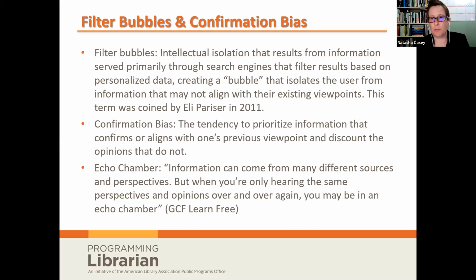Filter bubbles. So that's intellectual isolation that results from information served primarily through search engines that filters results based on this personalized data, right? So obviously I live in a filter bubble where Spurs are the best in the world. This might be arguable for other people, but that's my filter bubble. There are also other things, maybe more significant things other than football in that bubble too. Confirmation bias, that's a tendency to prioritize information that confirms or aligns with our own viewpoint, right? I don't want to read any defenses of Arsenal Football Club when I go online.